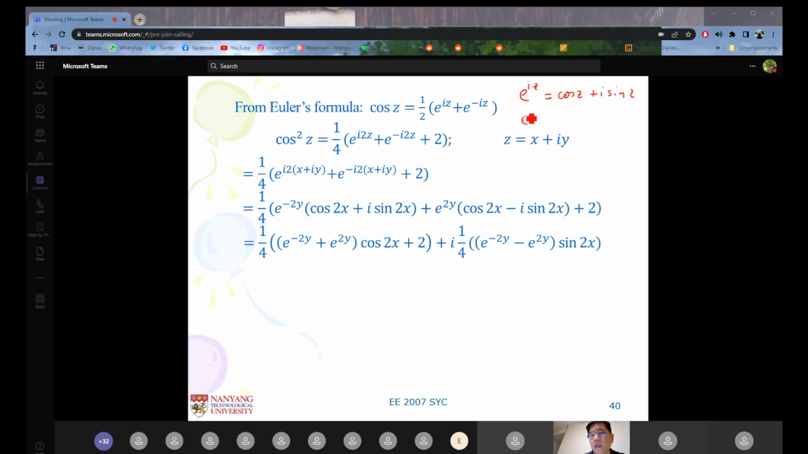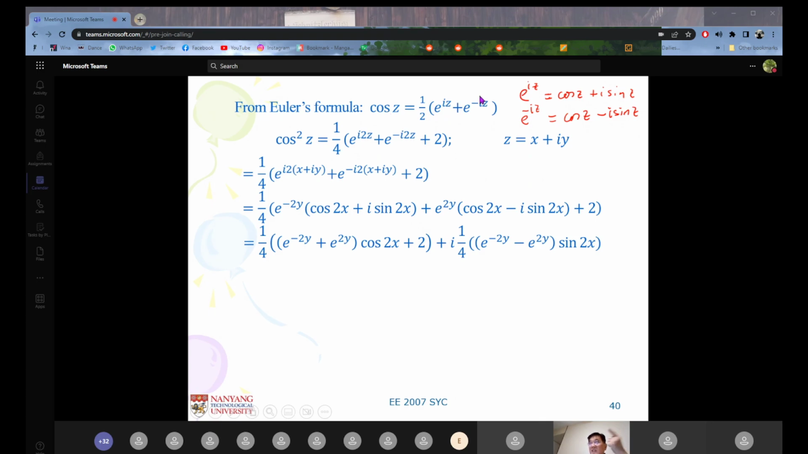So e to the power minus iz would then equal cosine z minus i sine z. If you add these two together, this term will disappear and I will get 2 cosine z. So 2 cosine z will be equal to this plus this. So cosine z will be this plus this, everything divided by 2. Right? You get cosine z is this.